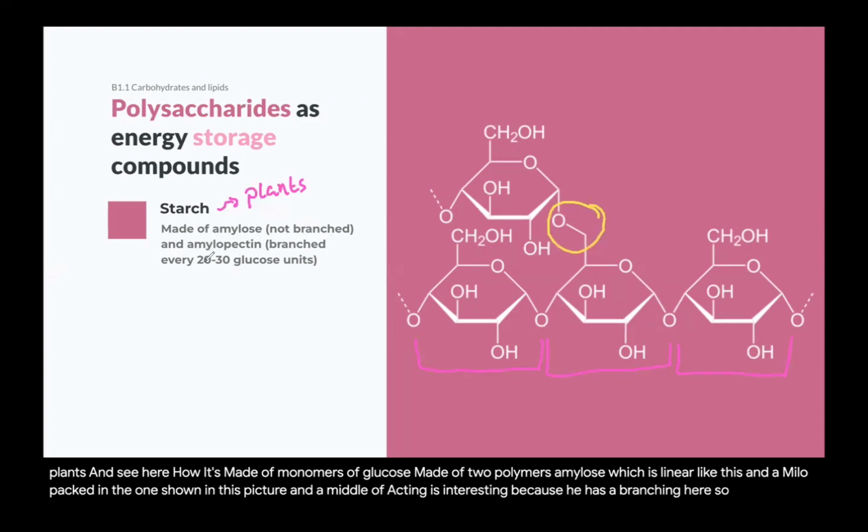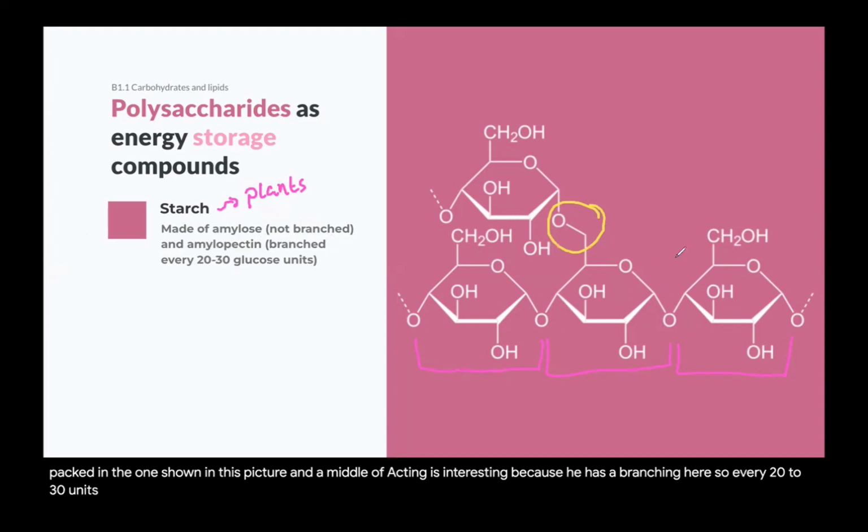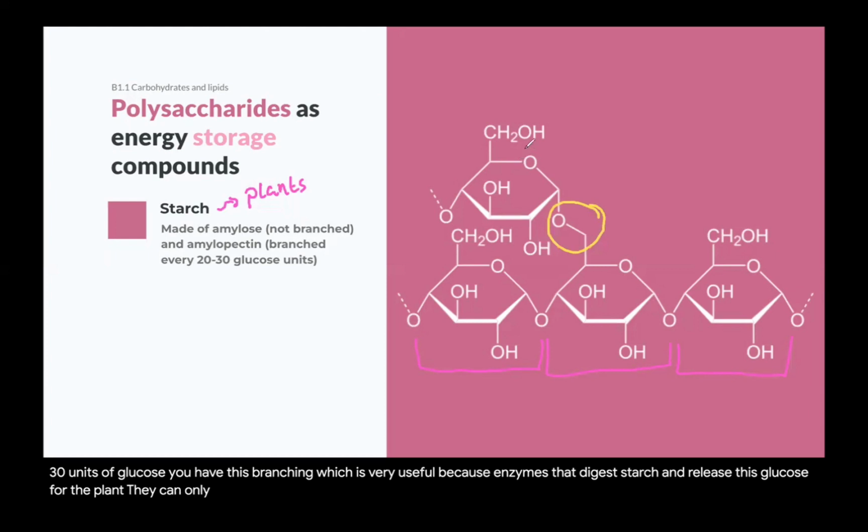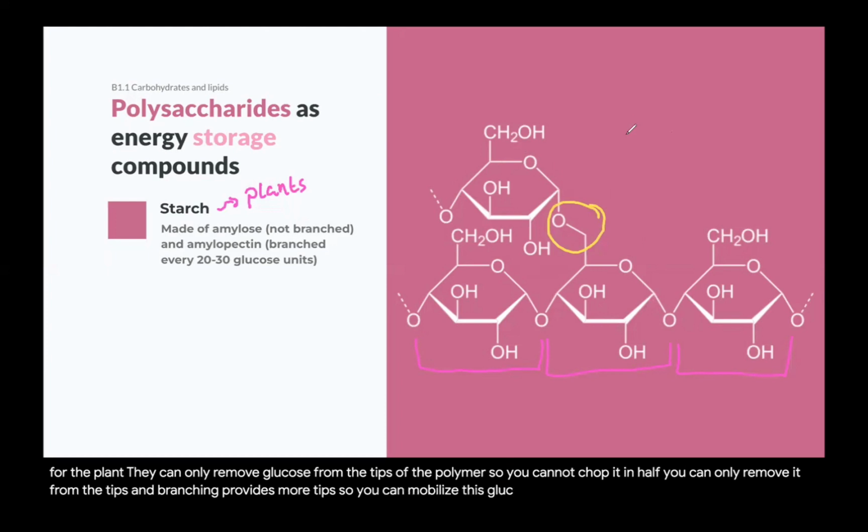And amylopectin is interesting because it has a branching here. So every 20 to 30 units of glucose, you have this branching, which is very useful because enzymes that digest starch and release this glucose for the plant, they can only remove glucose from the tips of the polymer. So you cannot chop it in half. You can only remove it from the tips. And branching provides more tips, so you can mobilize this glucose faster.